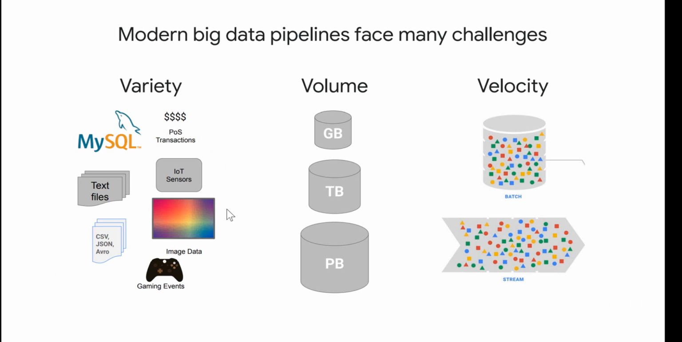In a modern organization, data comes from different sources like MySQL, PostgreSQL transactions, text files, CSV, JSON, Avro files, gaming events, image data, and IoT scenarios. All those data are loaded into a data storage. The storage is in the order of gigabytes, terabytes, or petabytes. So all those data are processed by batch or by stream.